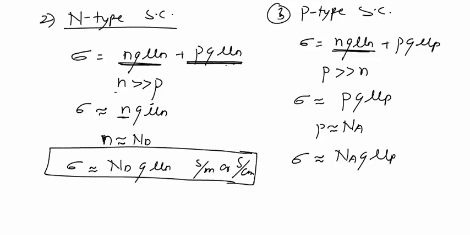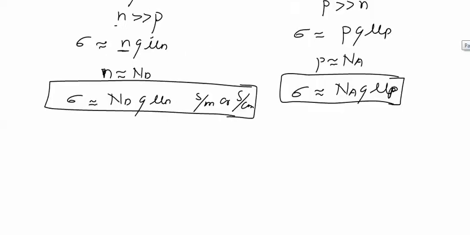Q into mu P. These are the conductivity equations for n-type and p-type semiconductor. Now we will see the temperature coefficient for n-type and p-type semiconductor.